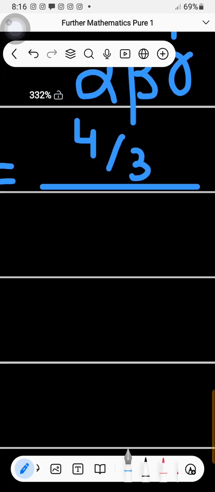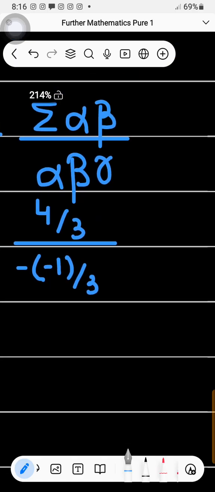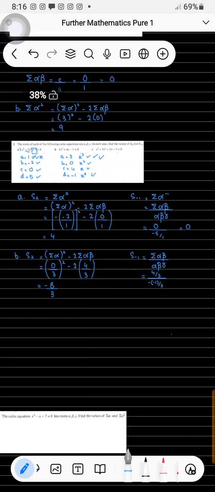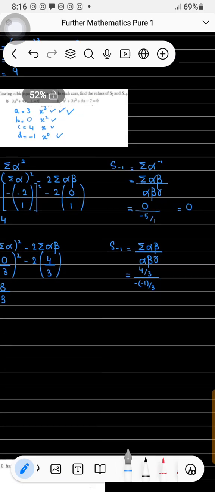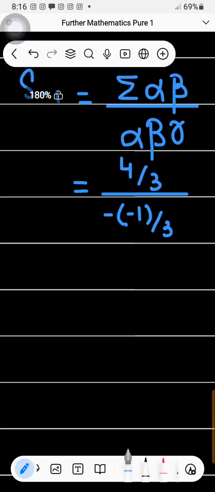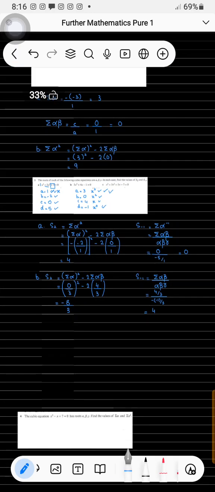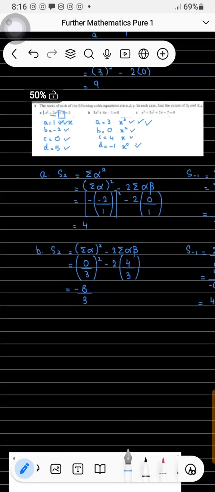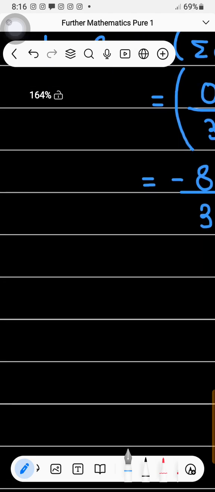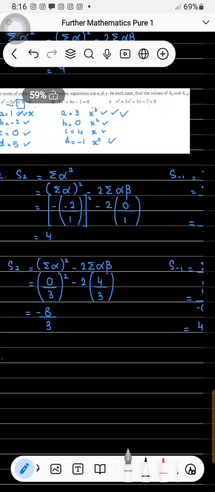Yes, negative 1 upon 3. If we do this in a calculator, we will get 4. You can try it on your calculator also. And then we have the third equation, part C.